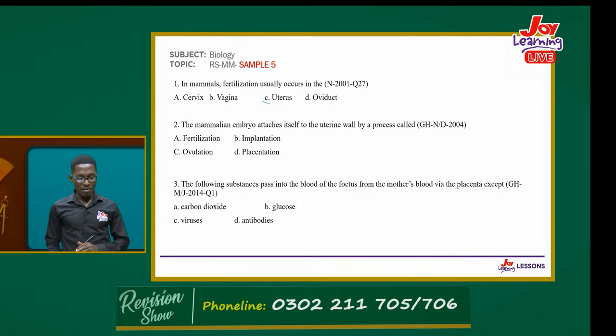Then question 2. The mammalian embryo attaches itself to the uterine wall by a process called... Placentation. Okay. Question 3. The following substances pass into the blood of the fetus from the mother's blood via the placenta, except A, carbon dioxide, B, glucose, C, virus, D, antibodies. Which one doesn't pass? Antibodies. Okay. You've done well, but almost all the answers were not right. So if you call in, you can help us get the right answers.